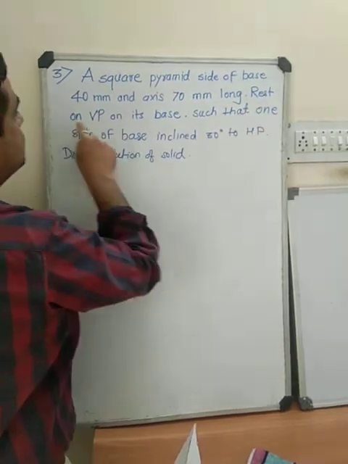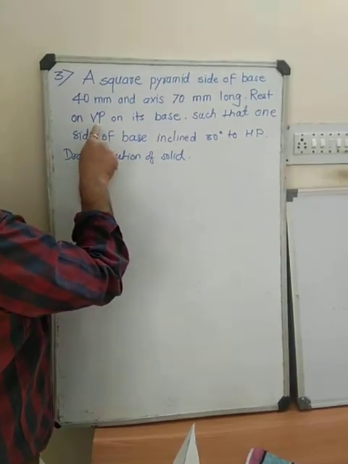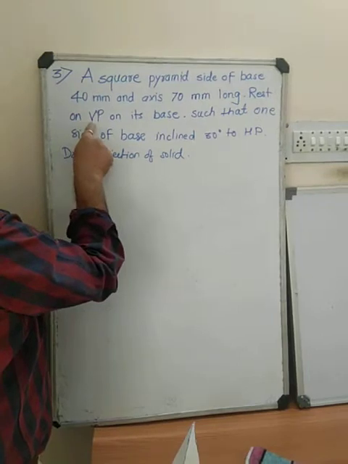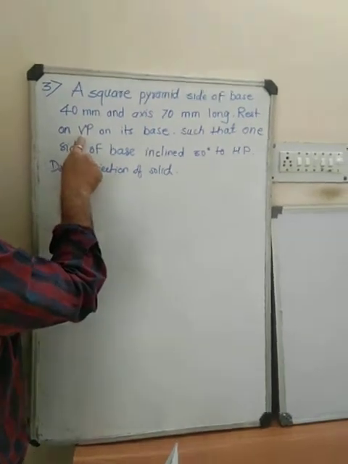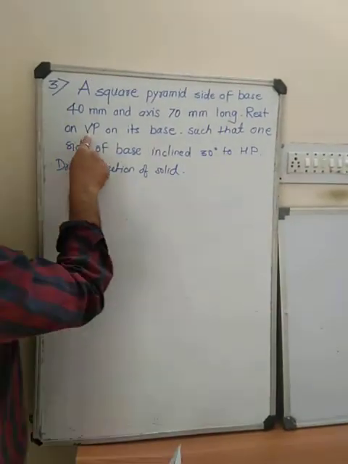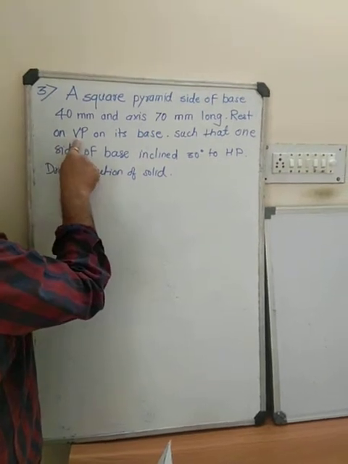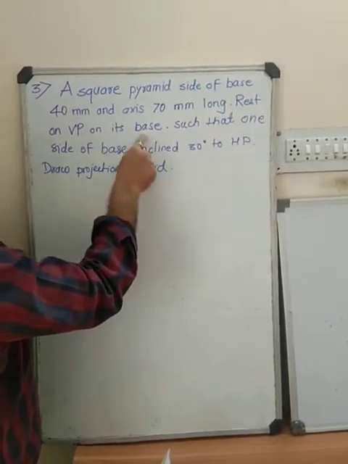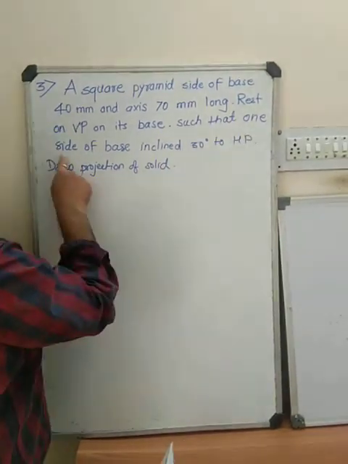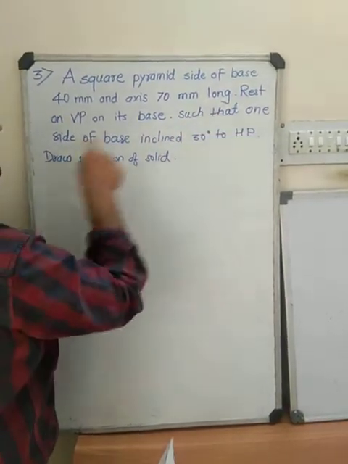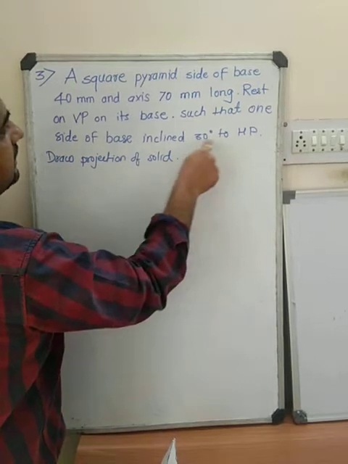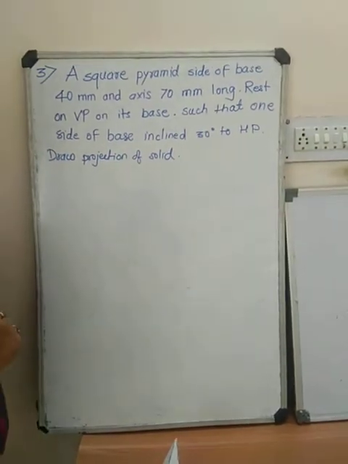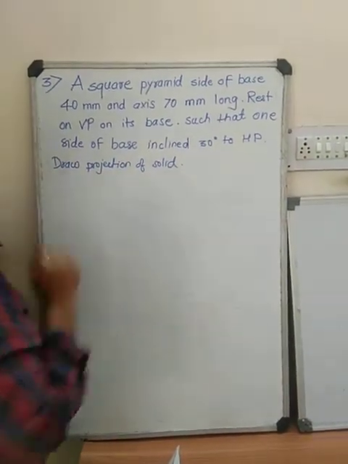That solid rests on VP. In the previous case all the solids rested on HP, but here the solid rests on VP, on its base, such that one side of the base is inclined 30 degrees to HP. Draw the projection of the solid.